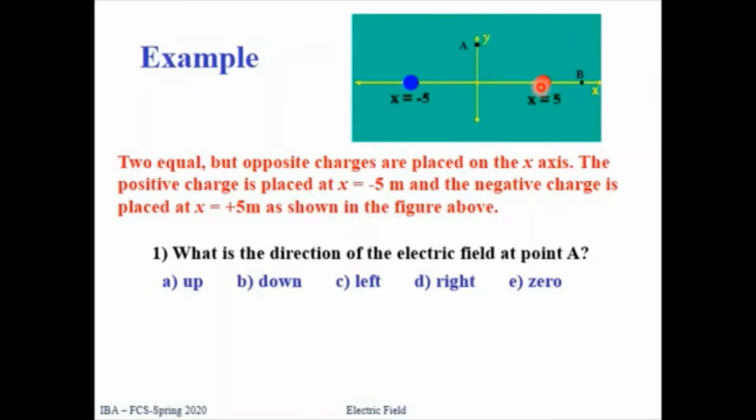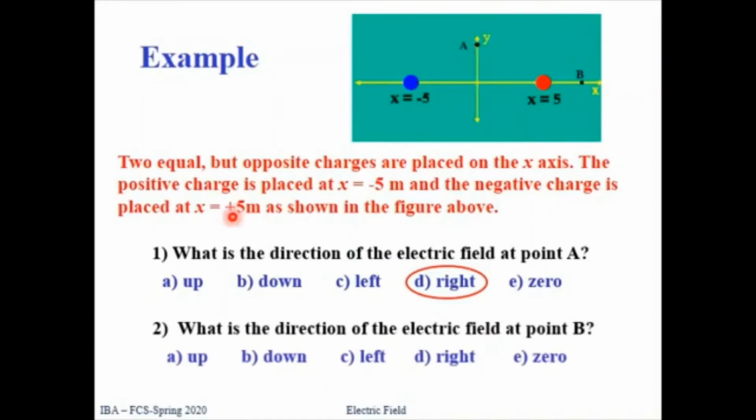So if we need to find the direction of the electric field at this point, it is somewhere from this point to that point. Answer would be right. And the second question, what is the direction of the electric field at point B?